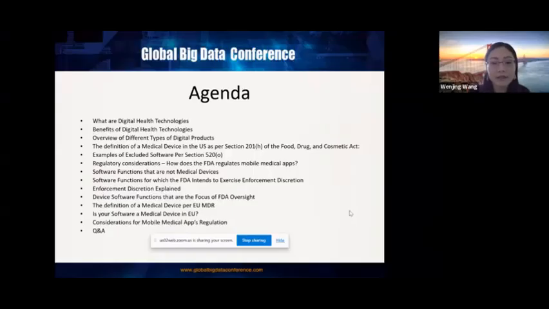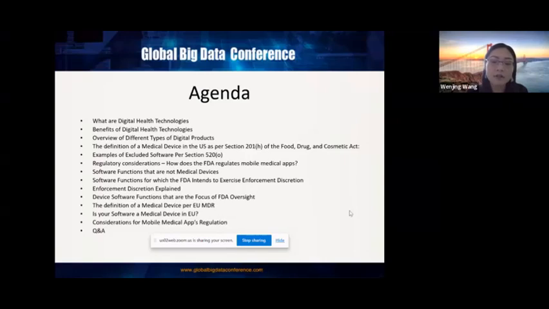I'll jump to the agenda for today since I don't have a lot of time. I'm going to cover what digital health technologies are and what the benefits of digital health technologies are, and the different types of digital products and the definition of a medical device in the US, and some examples of excluded device software.